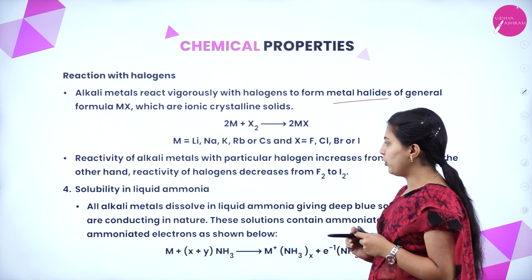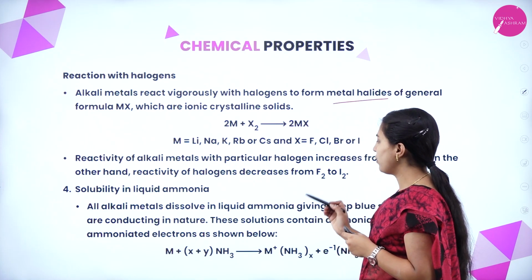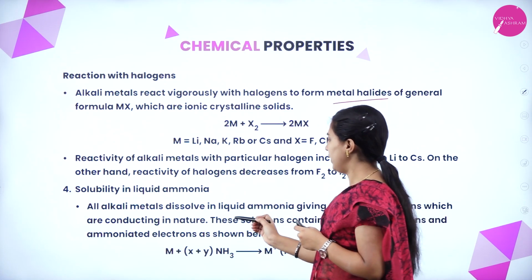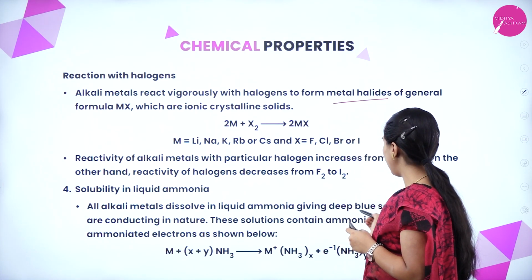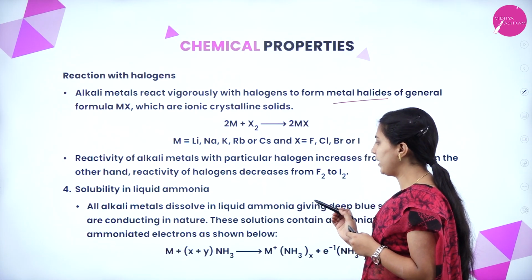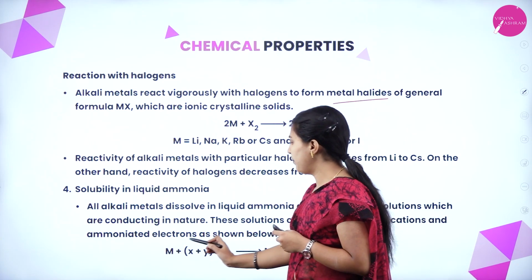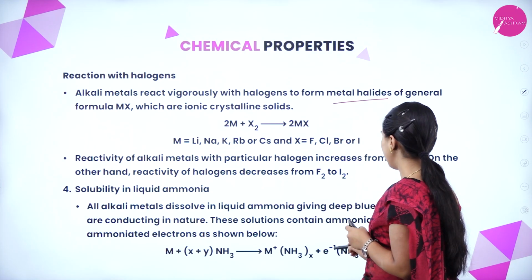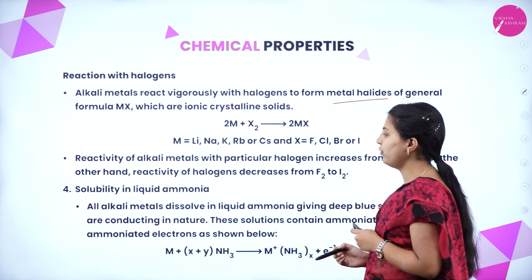Solubility in liquid ammonia. All alkali metals dissolve in liquid ammonia, giving deep blue solutions which are conducting in nature. These solutions contain ammoniated cations and ammoniated electrons, as shown below. Metal plus ammonia forms ammoniated cations, and ammoniated electrons are also formed here.